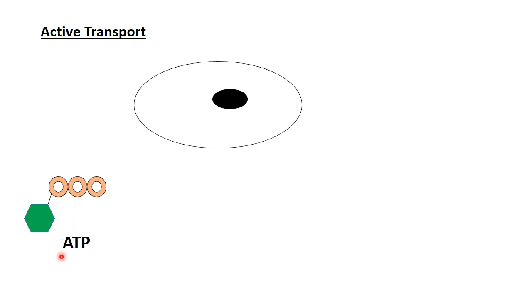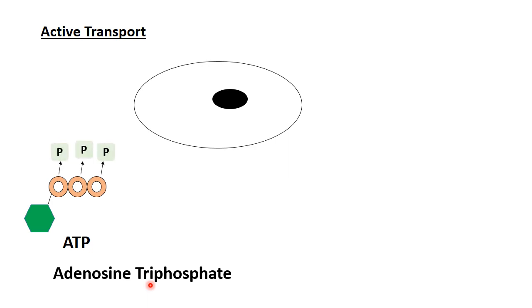ATP stands for adenosine triphosphate. Tri means 3. So this can be read as adenosine 3-phosphate. The 3 represents these 3 phosphate groups here. So whenever you hear ATP or adenosine triphosphate, you should remember that there is an adenosine which is connected to 3 phosphate groups.